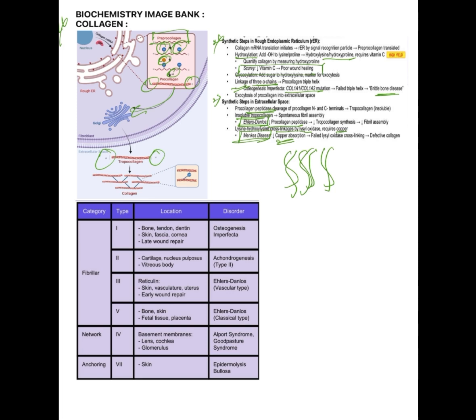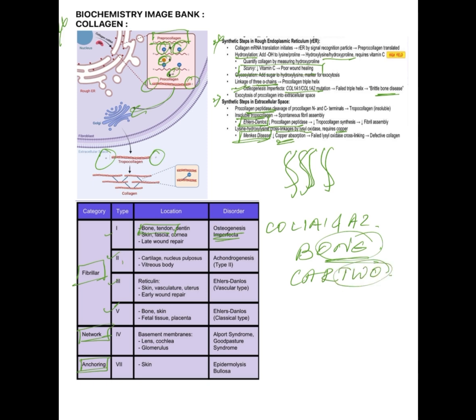So summarizing all this, we have three categories of disorders for collagen: fibrillar disorders, network disorders, and anchoring disorders. In fibrillar, we have collagen types 1, 2, 3, and 5, where collagen type 1 is defective in osteogenesis imperfecta, as suggested by the gene names COL1A1 and COL1A2. This is predominantly present in bone and tendon. So remember, bone has collagen 1. Cartilage has collagen 2, which is deficient in achondrogenesis type 2.